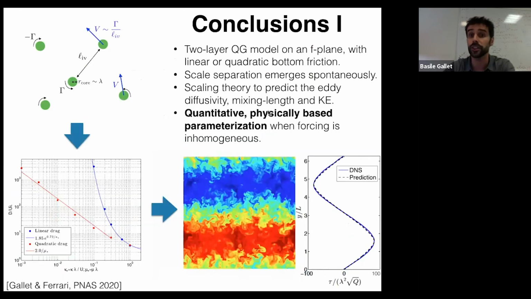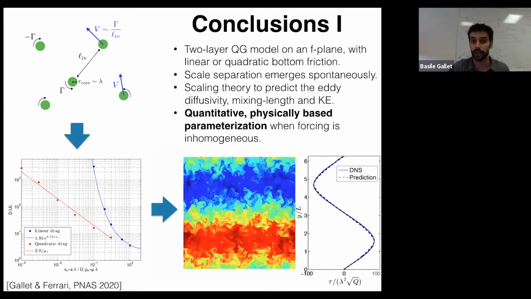Okay, so these are the conclusions of the first part. We've considered the 2-layer quasi-geostrophic model on the F-plane with either linear or quadratic bottom drag. We came up with a simple vortex gas picture from which we could derive a scaling theory that correctly captures the behavior that was diagnosed empirically in 2 different studies for 2 different forms of the bottom drag law, and in good agreement with the data. And once you get these 3 coefficients, you don't have fitting parameters anymore, and you can use that as a predictive parameterization for the case where the forcing is inhomogeneous in the meridional direction.